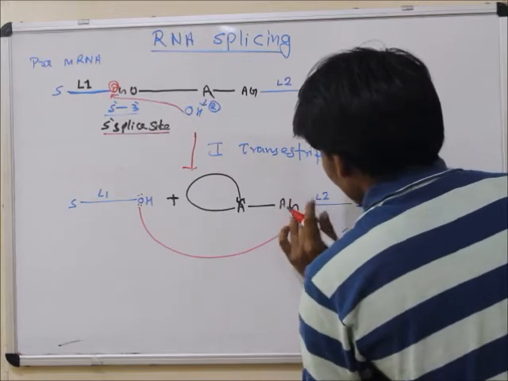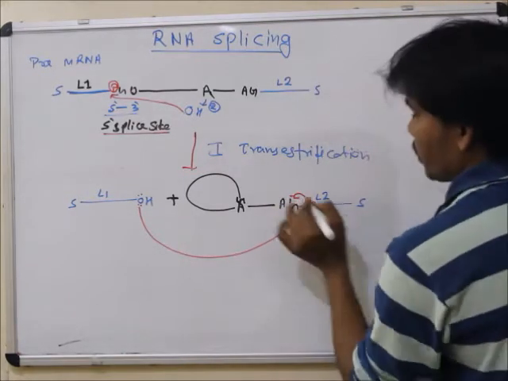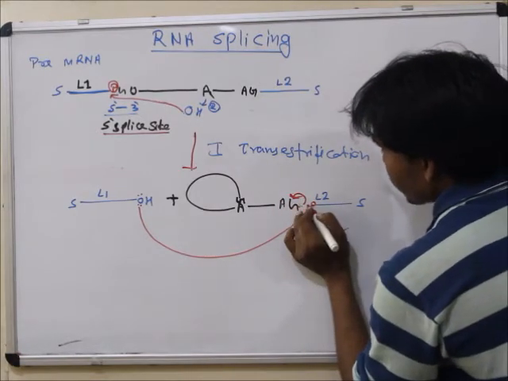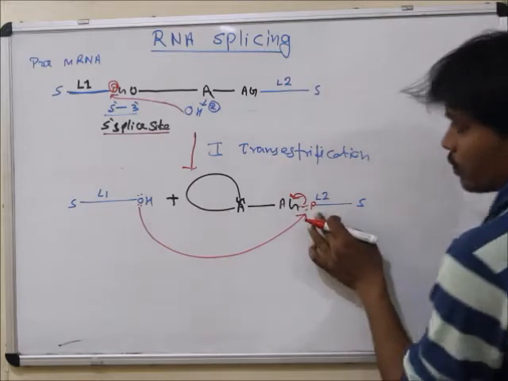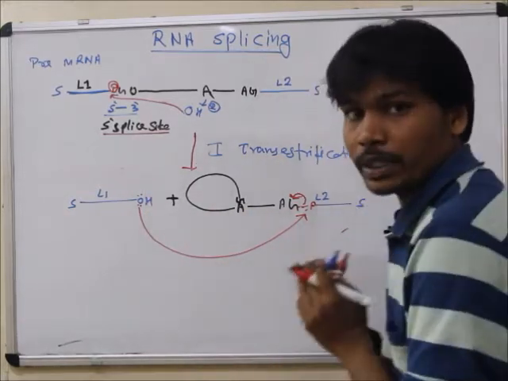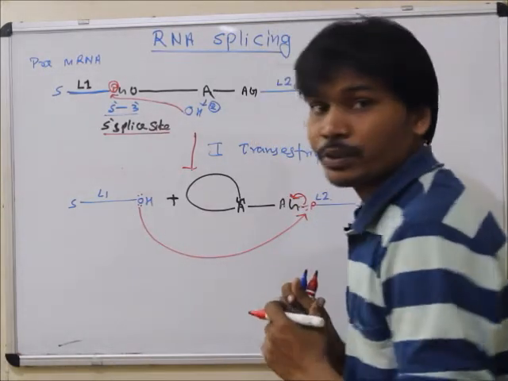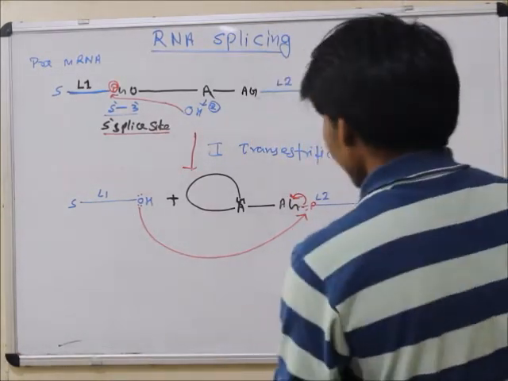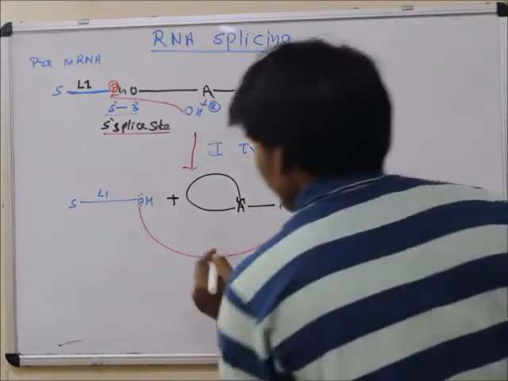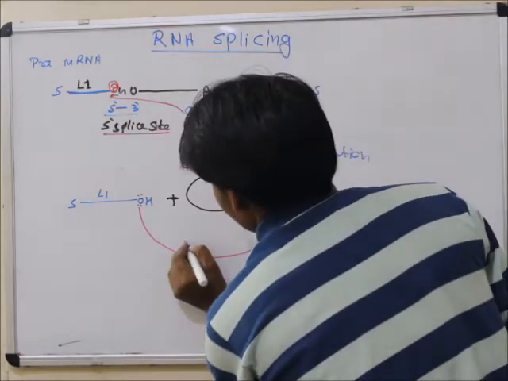I am showing you there is a phosphate, there are bonds, so this will break, and this phosphate is added to that OH. So what would happen? Again imagine these exons become joined, and this becomes removed. So this is called the second trans-esterification reaction.